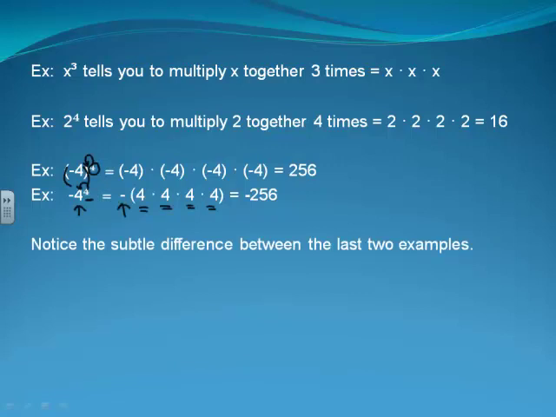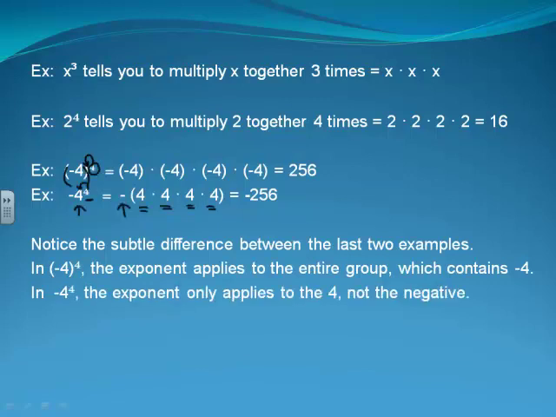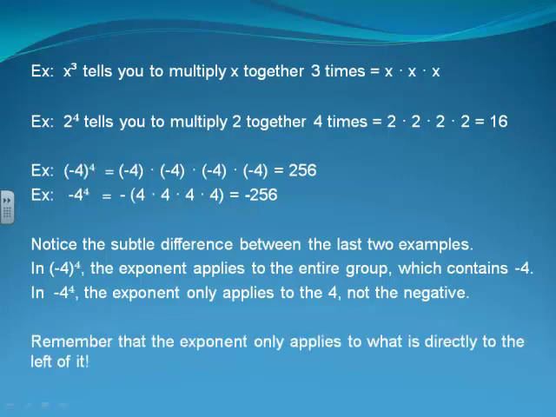Notice the subtle difference between the last two examples. In quantity negative 4 to the fourth, the exponent applies to the entire group, which contains both the 4 and the negative sign. In negative 4 raised to the fourth power, the exponent only applies to the 4, not the negative, because you don't have parentheses. Remember that the exponent only applies to what is directly to the left of it, whether that be a number or whether that be a group.